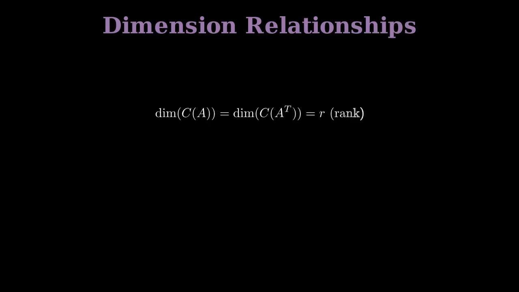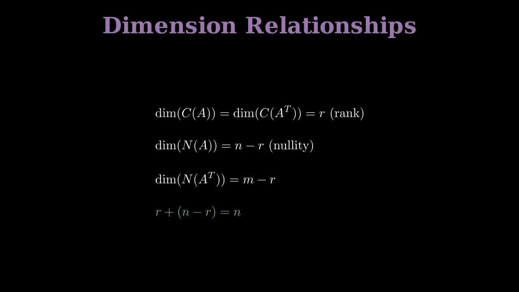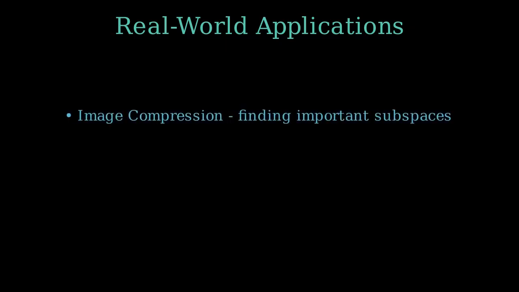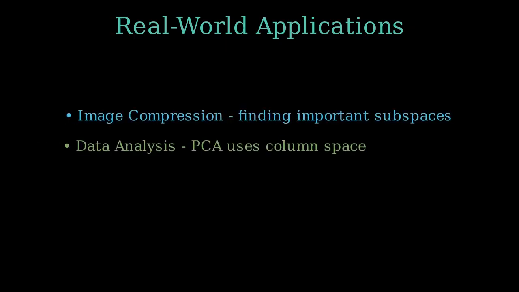Let's summarize all the dimension relationships. For an m by n matrix, here are the key facts. These relationships hold for every matrix, they're fundamental laws of linear algebra. Why should you care about these four subspaces? These subspaces appear everywhere in science and technology.